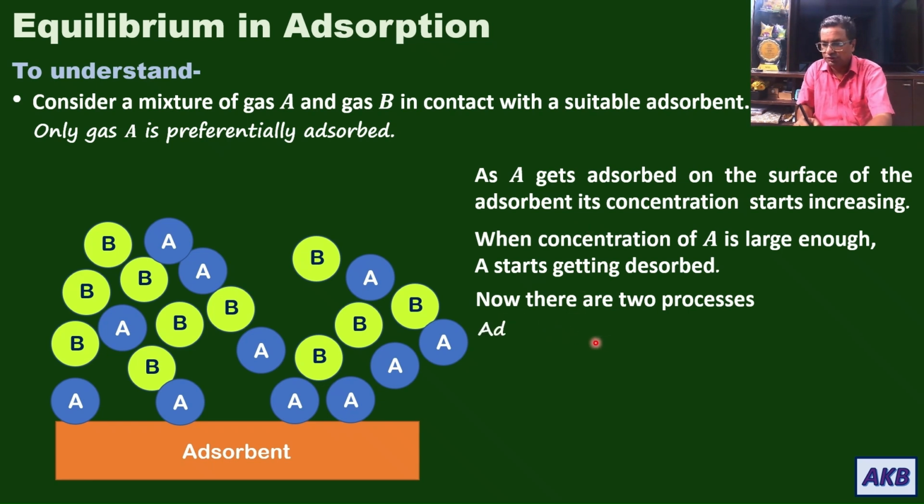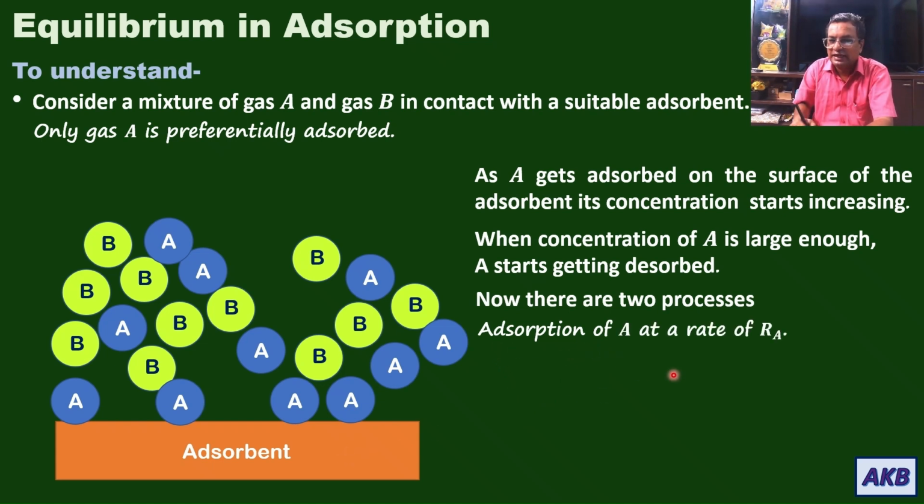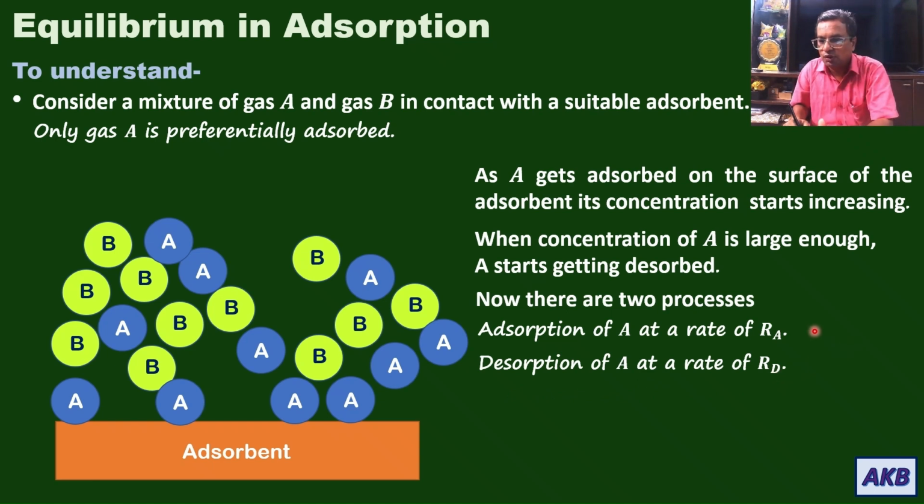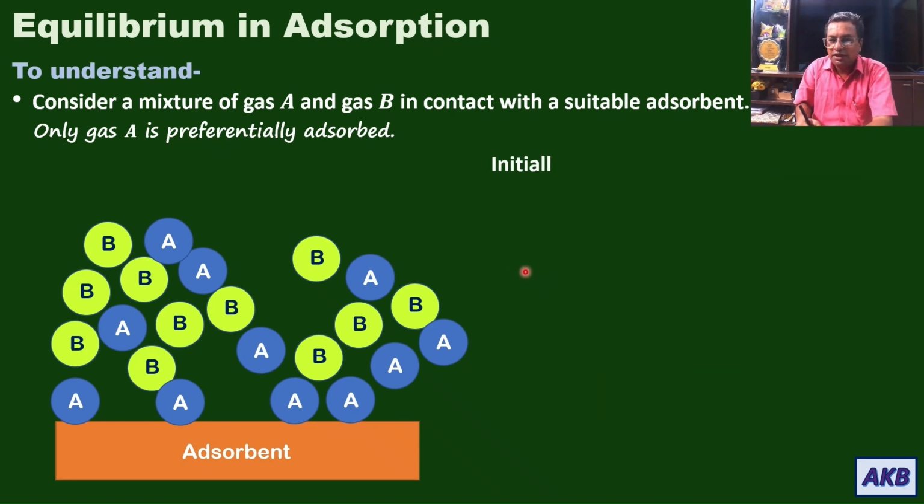Now there are two processes. Which are these two processes? First is adsorption of A on the surface, and let us say that this is happening at a rate of Ra. And the other process is desorption of A, which happens at a rate of Rd. So there is an adsorption process, which occurs at a rate of Ra, and a desorption process, which occurs at a rate of Rd.